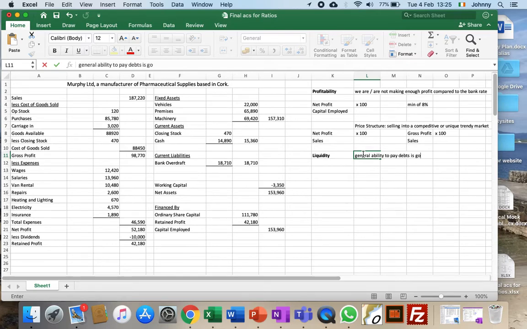Is, let's say, good or bad? This is the question that we're looking for. So what we do is we do a ratio. So we compare current assets to current liabilities.